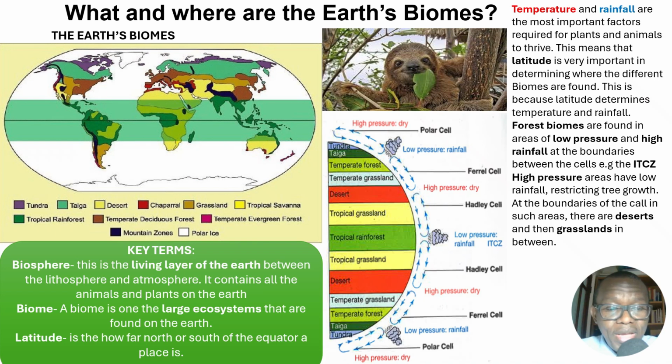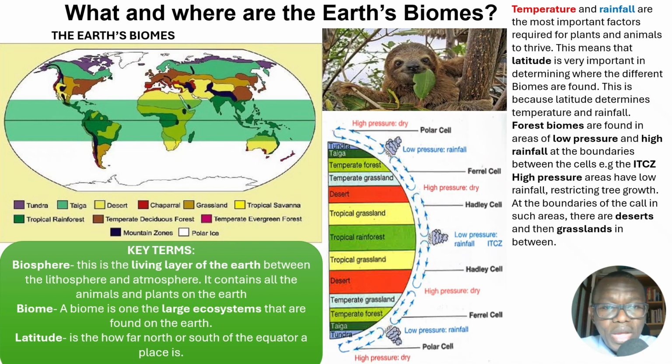Then a biome is one of the large ecosystems that are found on the Earth. So examples here would be the tropical rainforest or the taiga biome. Then we have latitude, and latitude is how far north or south of the equator a place is.